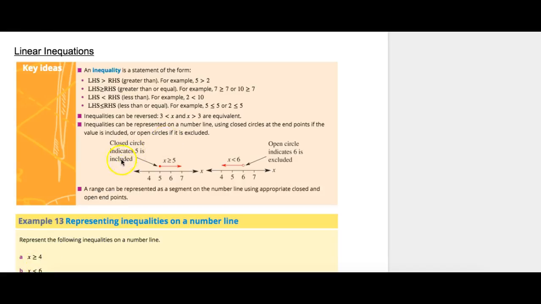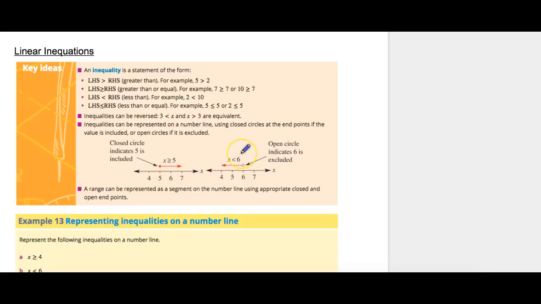So let's go back to the number line. So you can see here, we're looking at x is greater than 5. So we use a closed circle whenever we want to include that value. So x is greater than or equal to 5. So the closed circle indicates that 5 is included. And then anything greater than 5 is true. Okay, so that red arrow indicates what we want.